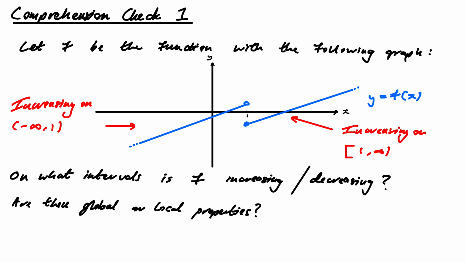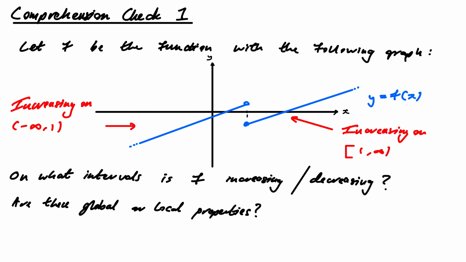If I was to choose, again, that point there and that point there, it would go down as I move from left to right, which is not what I want from increasing. So these properties are local in the sense they are on a restriction of the domain. The domain of this function is all real numbers, right? Any input's totally fine. So these are local.